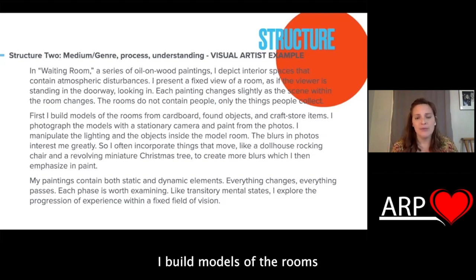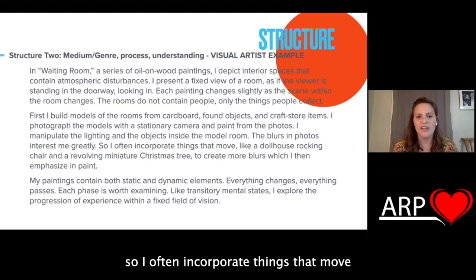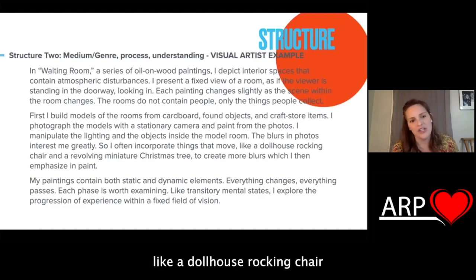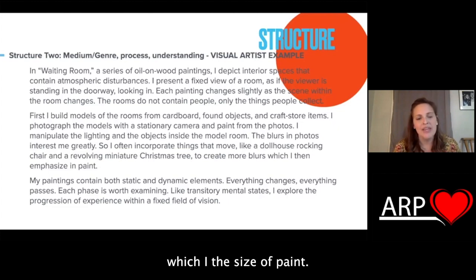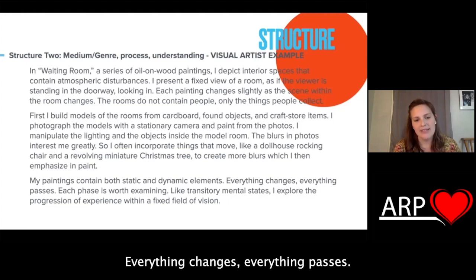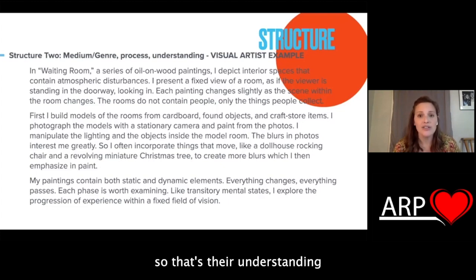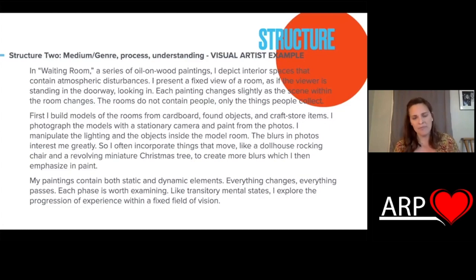First, I build models of the rooms from cardboard, found objects, and craft store items. I photograph the models with a stationary camera and paint from the photos. I manipulate the lighting and the objects inside the model room. The blurs in photos interest me greatly, so I often incorporate things that move, like a dollhouse rocking chair and a revolving miniature Christmas tree, to create more blurs, which I then emphasize in paint. My paintings contain both static and dynamic elements. Everything changes, everything passes. Each phase is worth examining. Like transitory mental states, I explore the progression of experience within a fixed field of vision. So that's their understanding of their work, a little bit into their why.